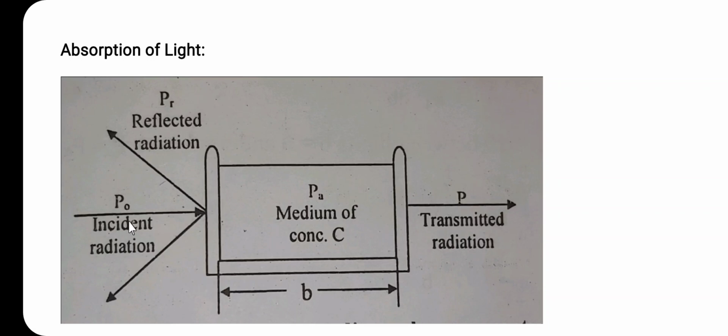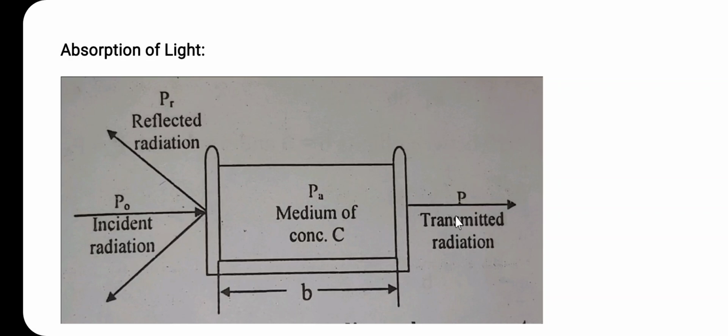Friends, when a beam of monochromatic light is allowed to pass through a transparent medium, what happens? Some part of the light is absorbed, some part is transmitted, and some part is reflected. In this diagram P0 is the radiant power of the incident radiation, that is, the intensity of the incident radiation. PR is the radiant power of the reflected radiation. Pa is the radiant power of the absorbed radiation, and P is the radiant power of the transmitted radiation.